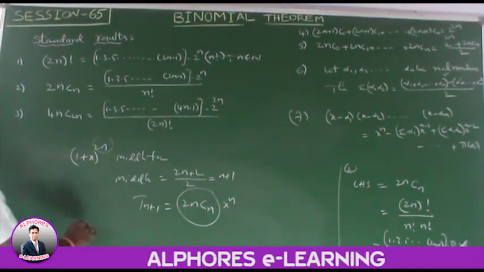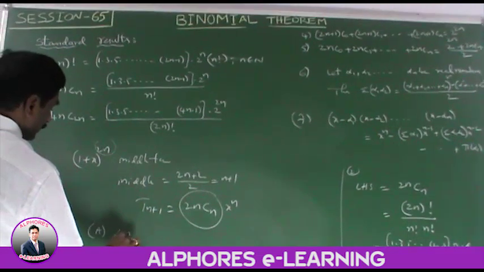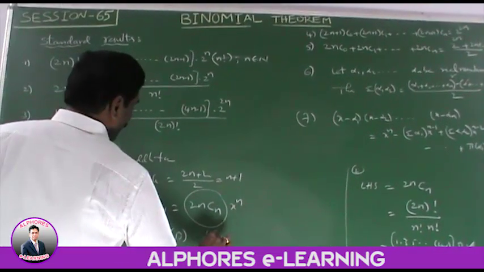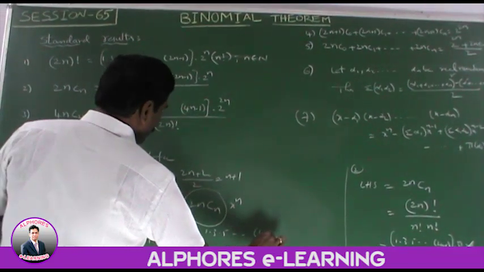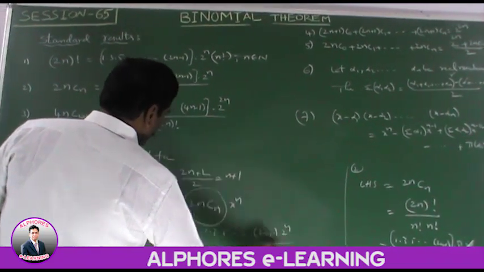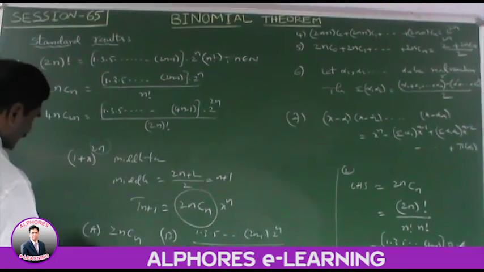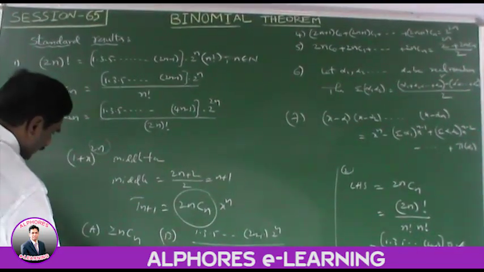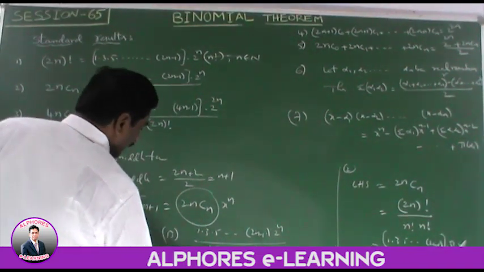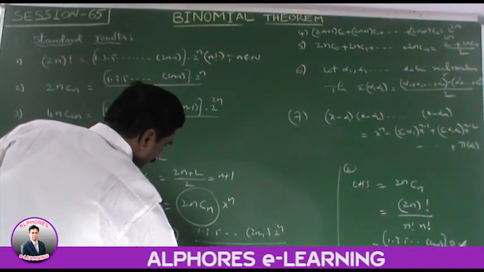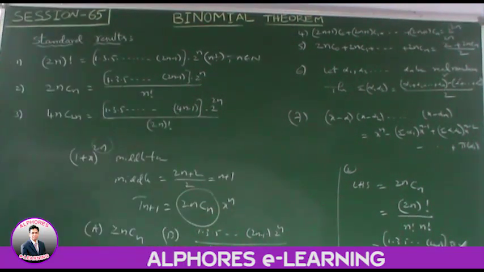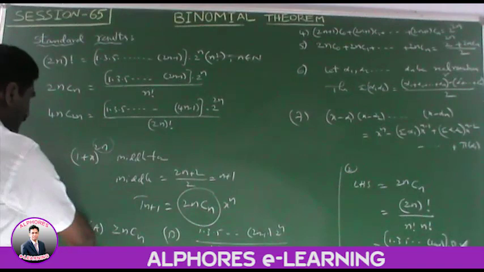But the options are in this way. First option, 2nCn. Okay, it is true. The second option is 1 into 3 into 5 into so on 2n minus 1, into 2 power n by n factorial. Option C is C0 square plus C1 square plus so on Cn square. Option D is 1 into 3 into so on 4n minus 1, into 2 power 2n by 2n factorial. Please observe these values. The correct answer is 2nCn.